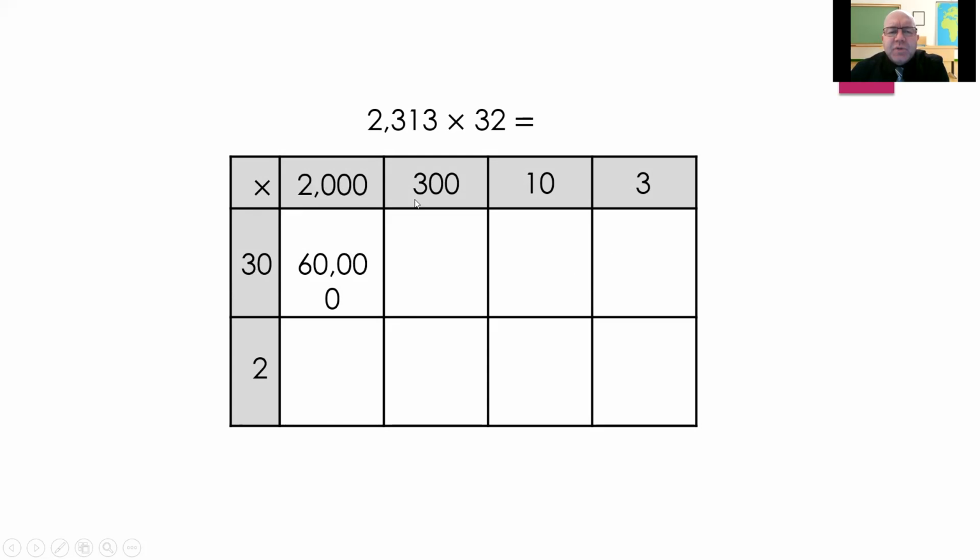Next, 30 times 300. Well, I know 3 times 3 is 9, and I've got 1, 2, 3 zeros, so it becomes 9,000. 30 times 10 is 300. 30 times 3 is 90. Moving down to the lower row, 2 lots of 2,000, 4,000, 2 lots of 300, 600, 2 lots of 10 is 20, and 2 lots of 3 is 6.